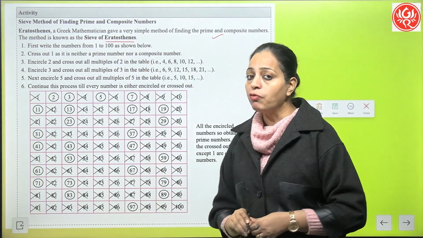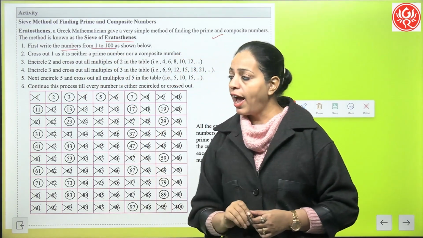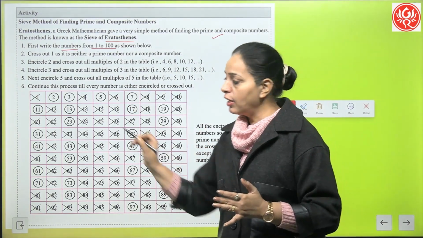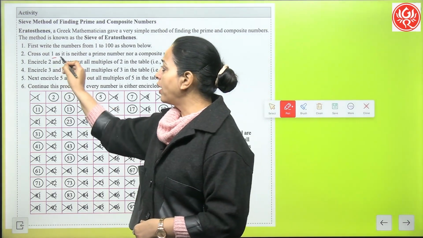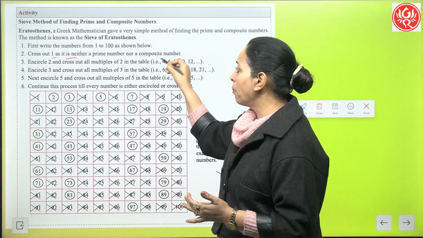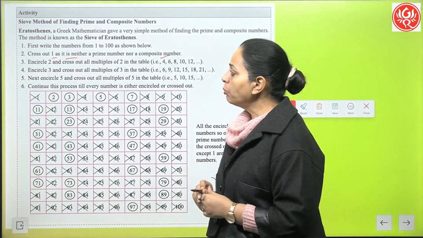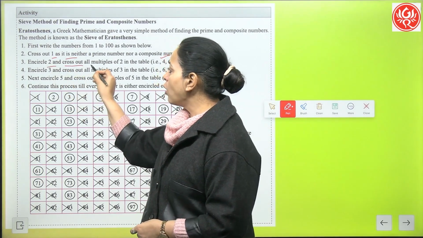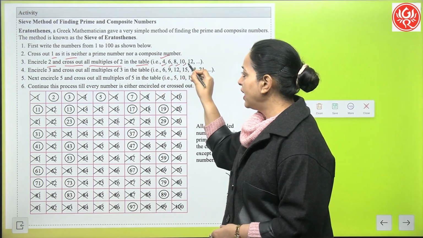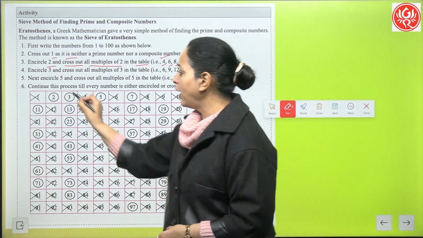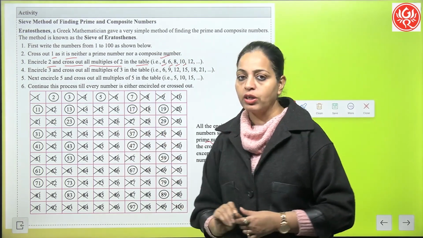Here, the first step: first write the numbers from 1 to 100 as shown below. First of all, we will write the numbers 1 to 100. Now step 2, cross out 1 as it is neither prime nor composite number. We have to cross out 1. Now step 3, encircle 2 and cross out all multiples of 2 in the table, means 4, 6, 8, 10, 12 like this. We have to circle 2 and keep crossing out all the multiples of 2.